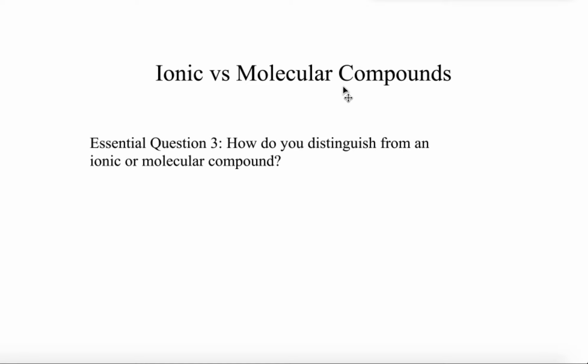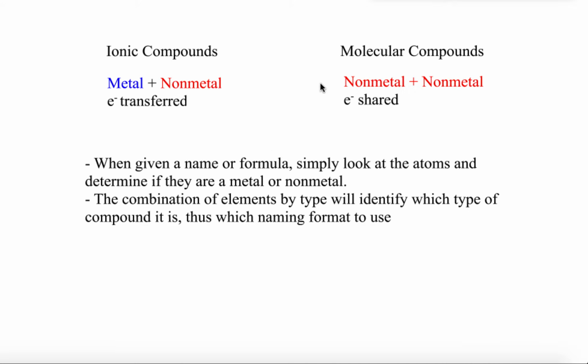All right, so then the last question that we want to address, well then, how do you tell an ionic and molecular compound apart from each other? So how can you tell what kind of bond a compound is going to have? And then what kind of naming to use? Well, it's really easy. An ionic compound is typically going to be a metal and a nonmetal combined. The electrons are transferred in that, whereas molecular compounds are going to be two nonmetals and electrons are shared.